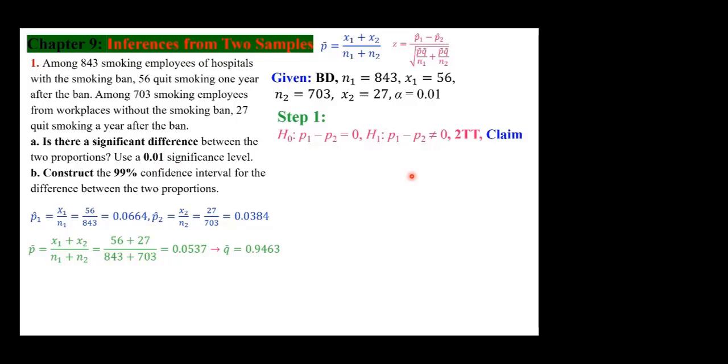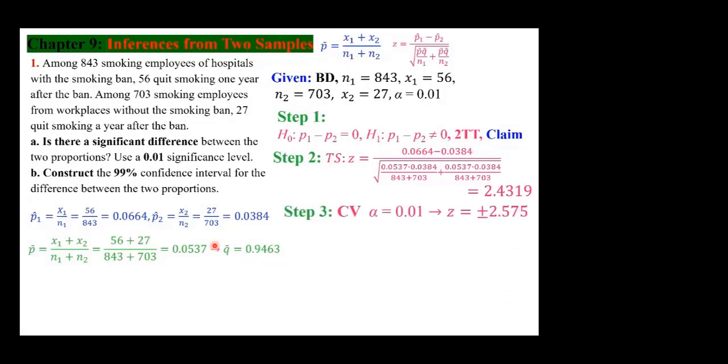We're going to calculate the Z for test statistic. That's why we did all these calculations, so we can plug in. As you can see in this formula, we need all of those. Plug in, results in the following. The next step is the critical value. Choice of alpha, two-tailed test, Z becomes plus minus 2.575.